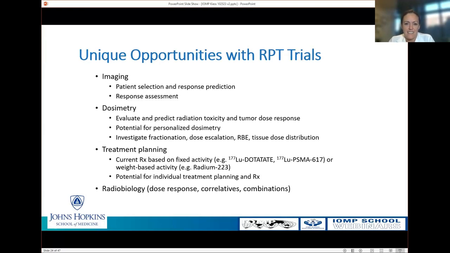Now, the real medical physics angle here is there are such unique opportunities with radiopharmaceutical therapy trials related to imaging and dosimetry. So we already have incorporated into most modern radiopharmaceuticals PET imaging that is paired for patient selection and response assessment. But as Dr. Hobbs was highlighting, we have the opportunity for SPECT dosimetry to be used to evaluate and predict radiation toxicity and tumor dose response, and to personalize therapy, investigate different fractionation schedules, investigate relative biologic effect, tissue dose distributions, and hopefully allow us to move towards individual treatment planning and prescriptions.